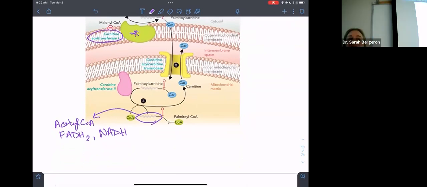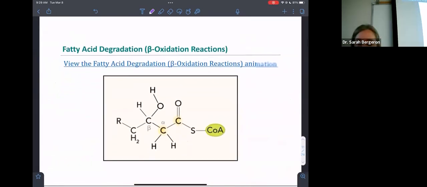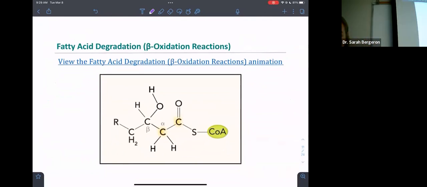So we turn a really long fatty acid into these little pieces. How many carbons are in an acetyl-CoA? It's 2 carbons. So we can't have a really long fatty acid. We're going to have to chop it up. When we chop it up, this is what we call our beta oxidation reactions.